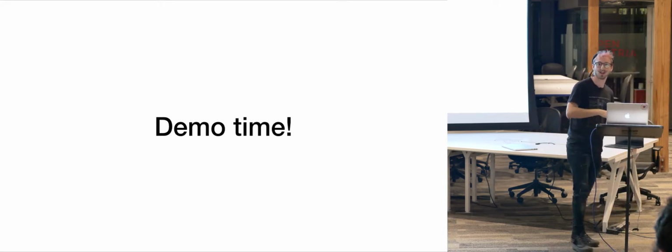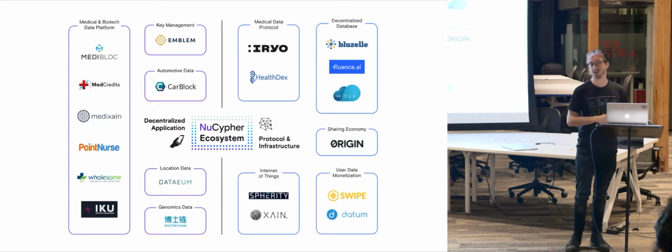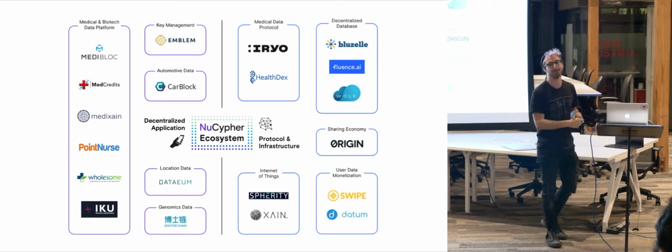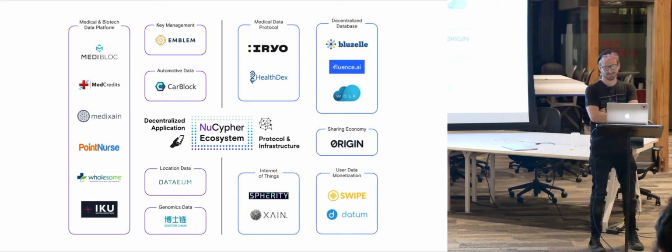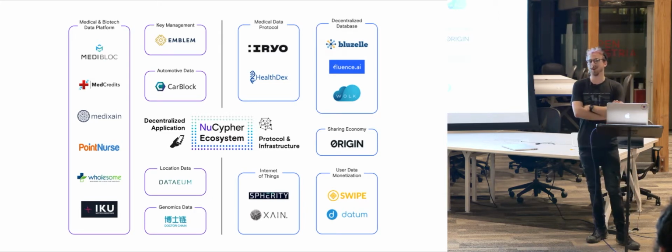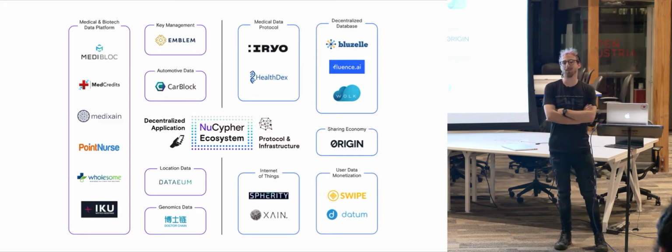The examples, are they all in production? Are all these NuCypher users in production? Not quite yet. They are working with us to run on our testnet. Who's the closest, would you think, of all the projects? Let me see. I think probably Mediblock, maybe Carblock, and maybe Fluence and Bluezell. I think those are probably our closer ones. We work pretty closely with those guys.